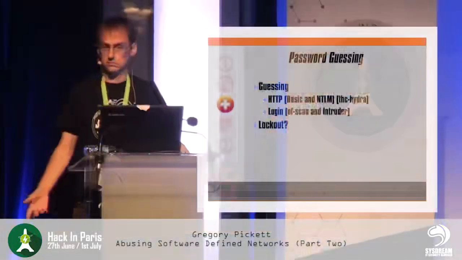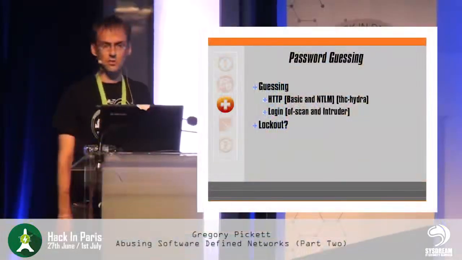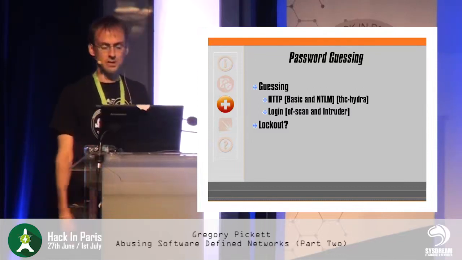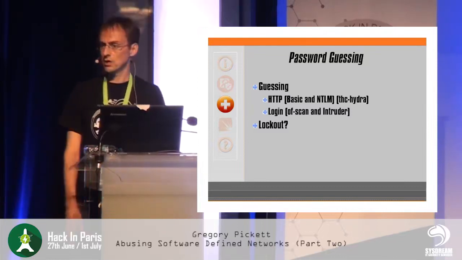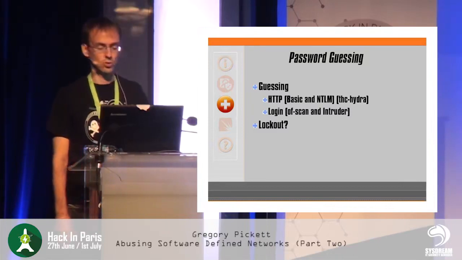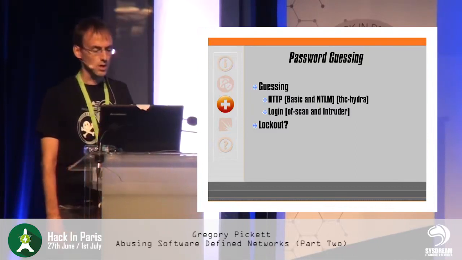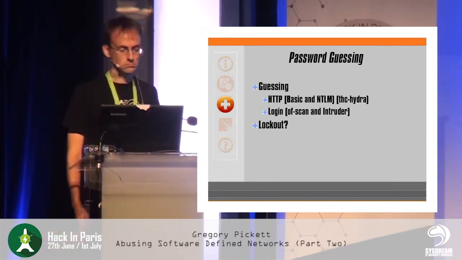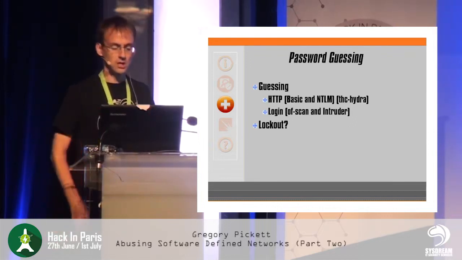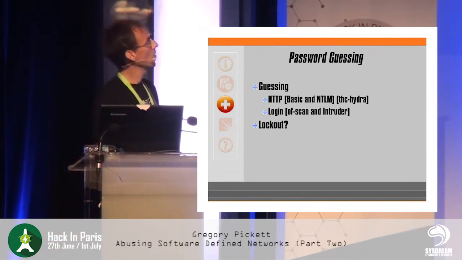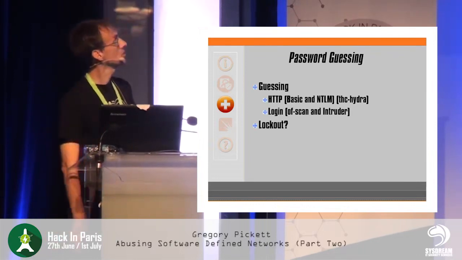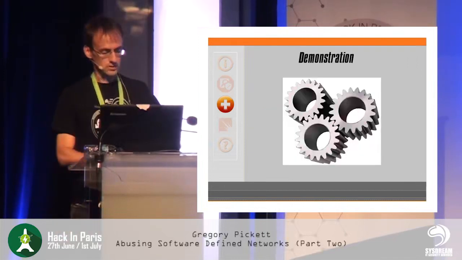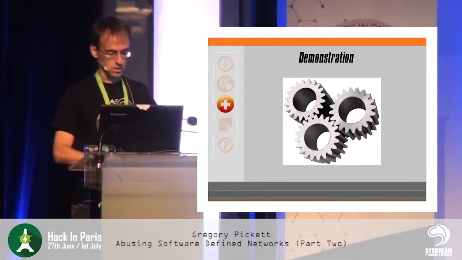Password guessing, right? In the event you don't have the default credentials, password guessing is, of course, important. HTTP basic and NTLM, you can go ahead and use Hydra. It works great for that. It will work great here. If you're talking about a login authentication, OFScan and Intruder, go ahead and password guess that way. And, of course, while you're there, make sure that there's some sort of lockout. Hopefully there is. And it's very easy to see that as well.